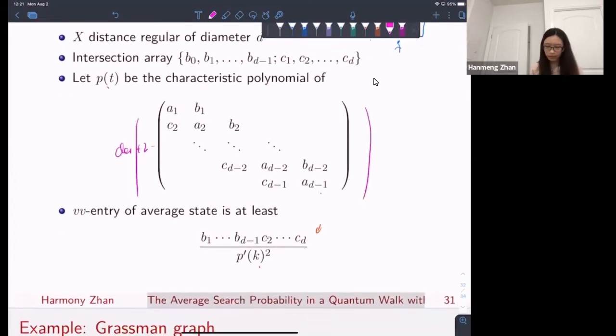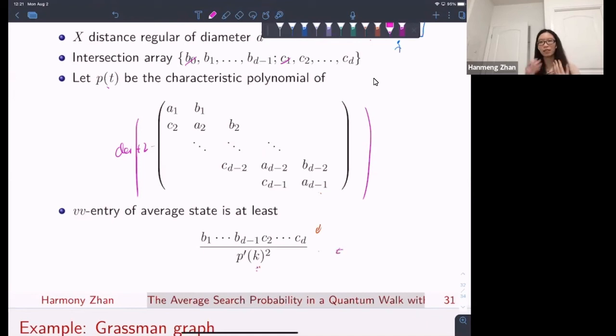Okay, and let's call this P_V. Then I can show that the VV entry, which is the quantity we are interested in, of the average state of X drop A is at least as large as this number. So the top thing is just you multiply all the intersection numbers except for the first two. And then the denominator is P prime, the derivative of P, evaluated at the valency squared. So now this is a very simple quantity.